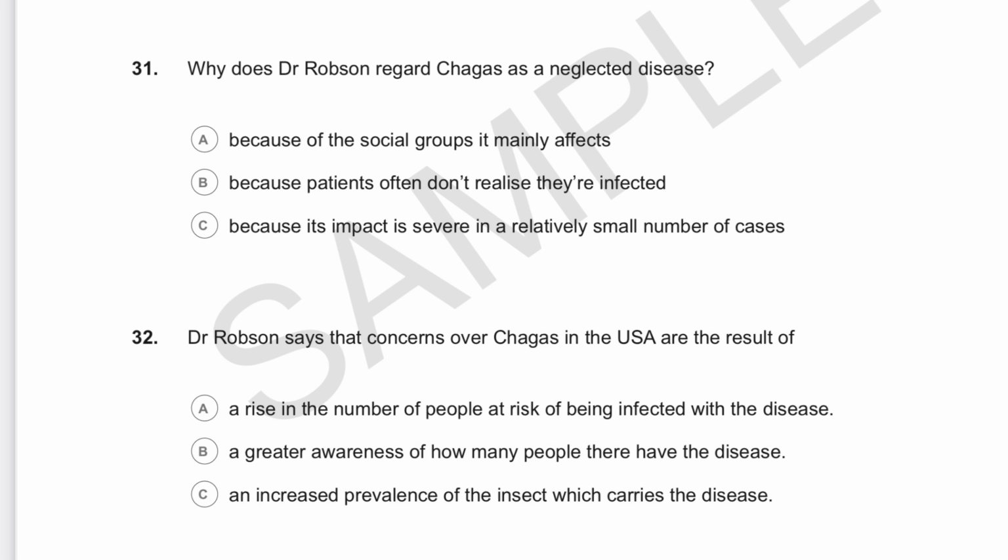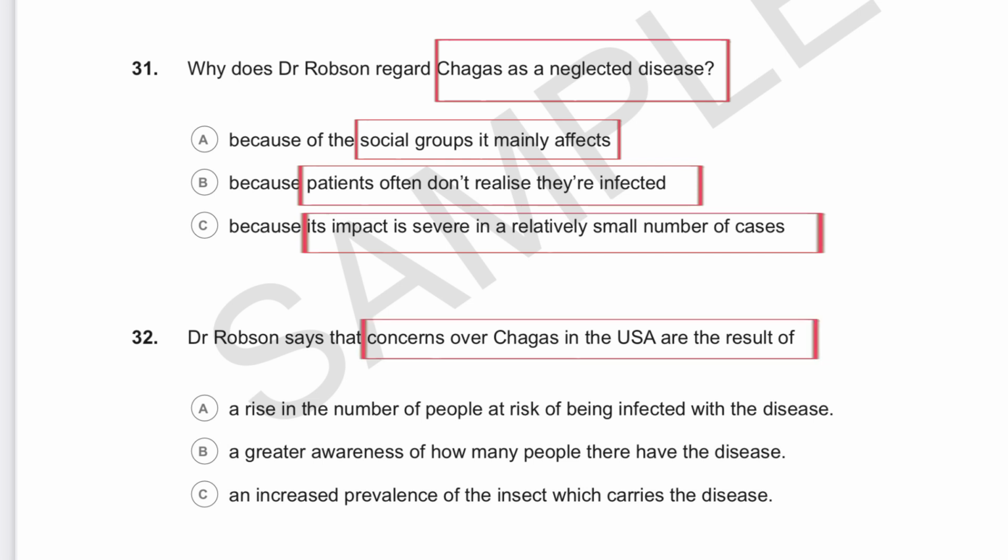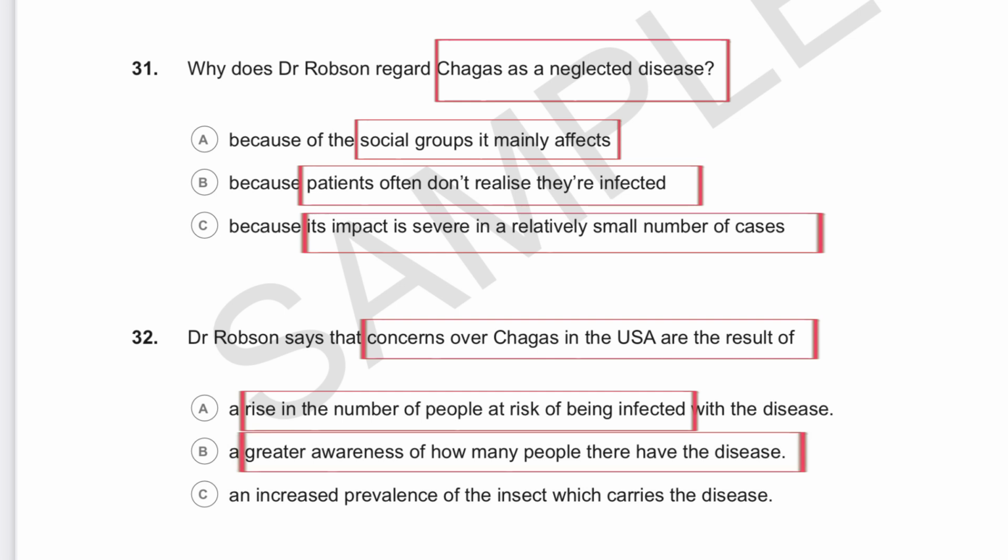Why does Dr. Robson regard Chagas as a neglected disease? Because of the social groups it mainly affects? Because patients often don't realize they are infected? Because its impact is severe in a relatively small number of cases? Dr. Robson says that concerns over Chagas in the USA are the result of a rise in the number of people at risk of being infected with the disease, a greater awareness of how many people there have the disease, an increased prevalence of the insect which carries the disease.